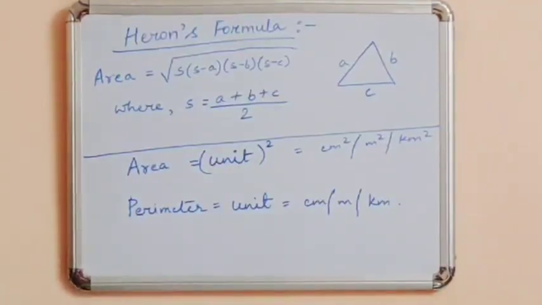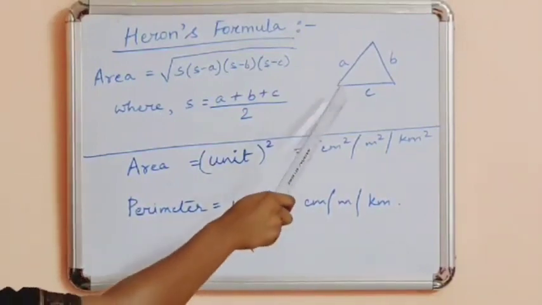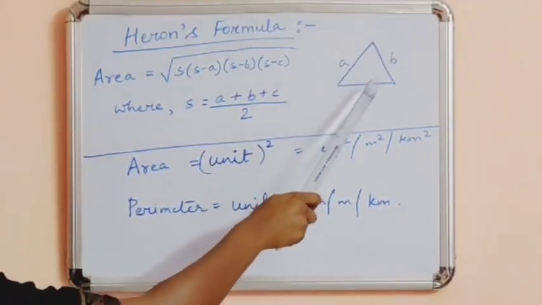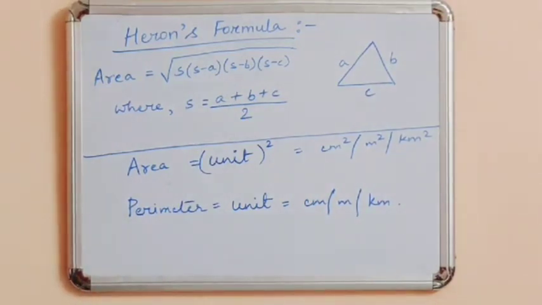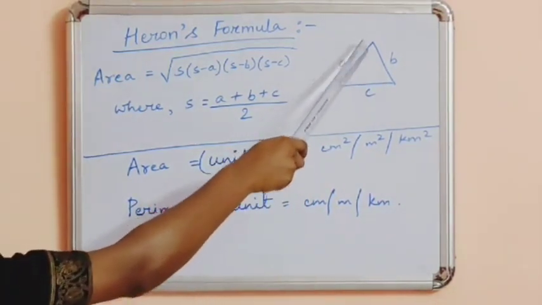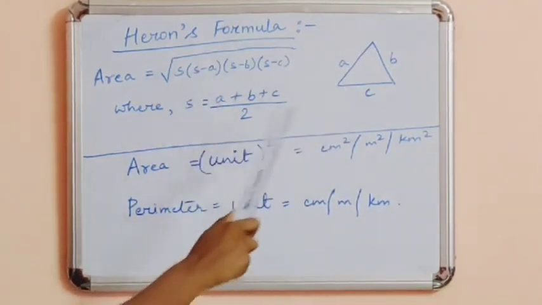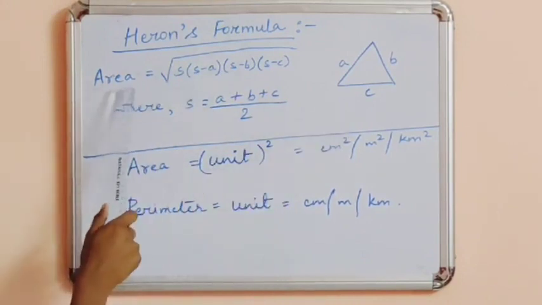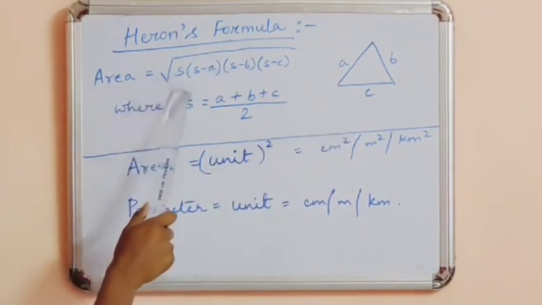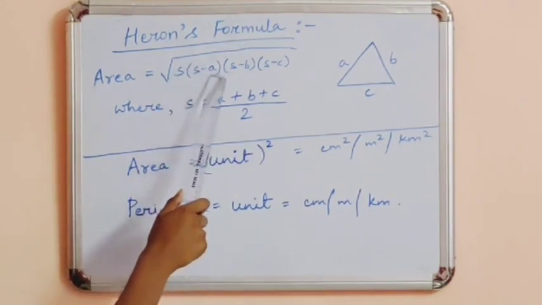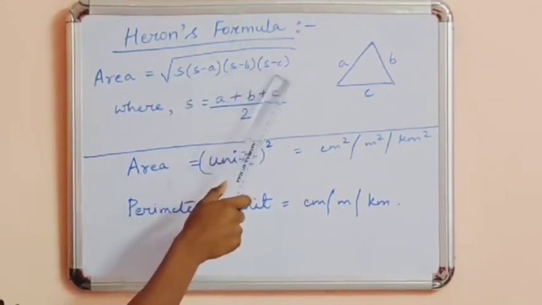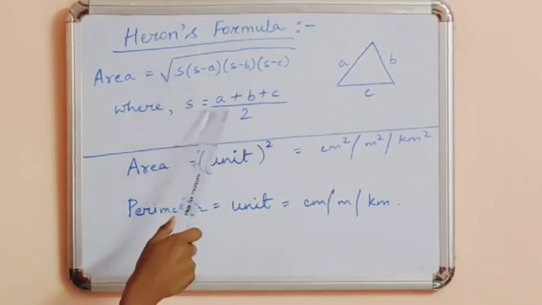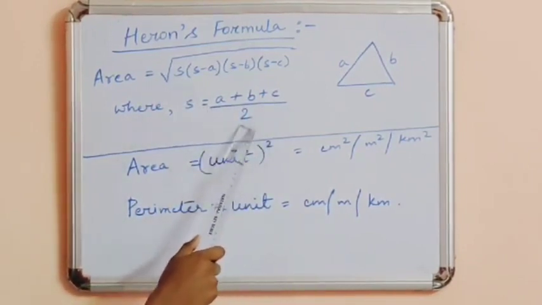Now moving on, we can also calculate the area of a triangle by using Heron's formula. In this formula, we calculate the area of the triangle when the three sides are given. Suppose the altitude or the height is not given and the three sides are given in the question, then we can use this formula. The formula is area is equal to square root over S into S minus A into S minus B into S minus C, where S is A plus B plus C divided by 2.